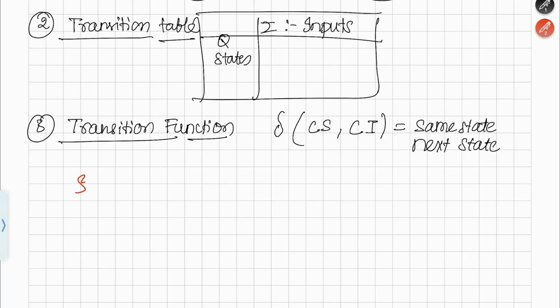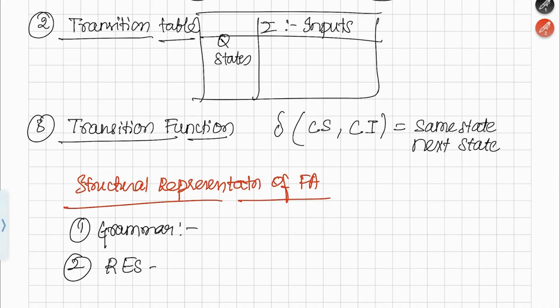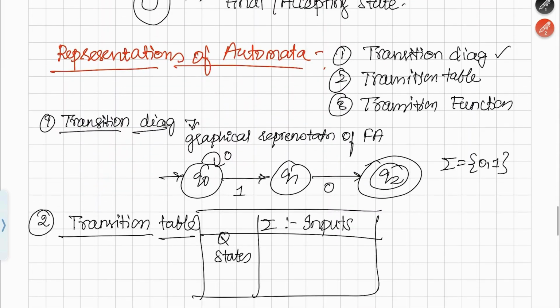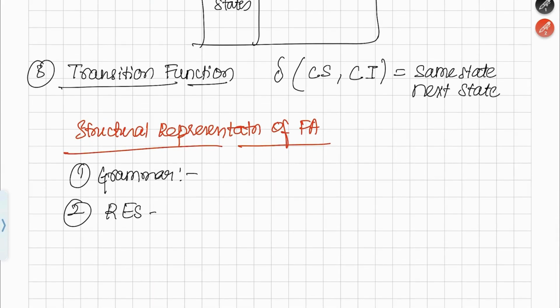Now we have something called the structural representation of finite automata. Let's see what it is. It can be represented in terms of grammar, or it could be represented as regular expressions. We will be studying grammars and regular expressions in the upcoming modules. But for your general understanding, grammar is a set of rules that are used to generate the sentences of a language. It is represented by G. Next we have regular expressions. Regular expressions are a concise way of writing the transition diagrams. If you write an expression to derive a particular transition diagram, it is called a regular expression. So this is the structural representation of finite automata.